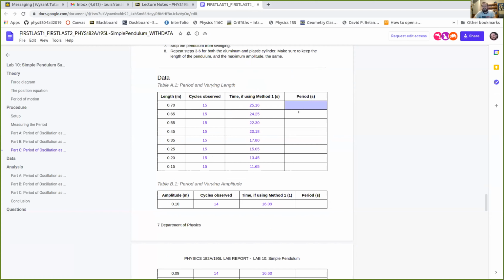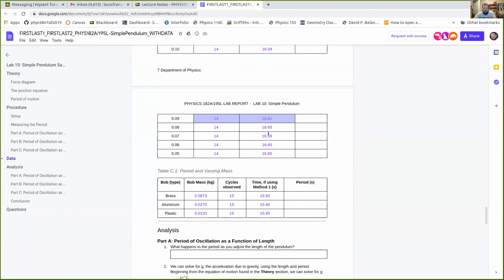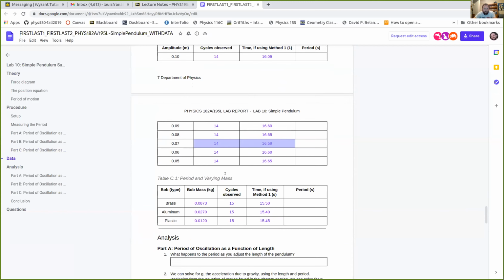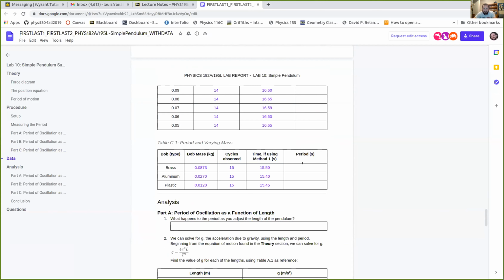Now, how are you going to find the period? You're not going to use the period equation. Right here, you have the time of 15 cycles. So you take this number and divide it by this number, because that's how long it takes to do 15 cycles. Divide by 15, and that's how much time it took to do one cycle. So you're not actually using the equation with L and all that. You're just calculating it with these two columns divided. Same thing for all of these tables, A1, B1, and C1. You're taking the time divided by cycles to get period.